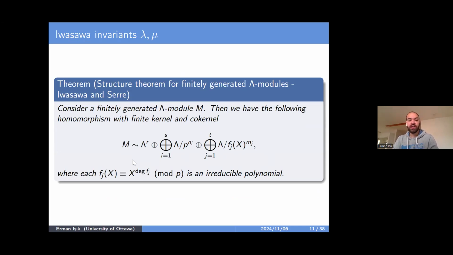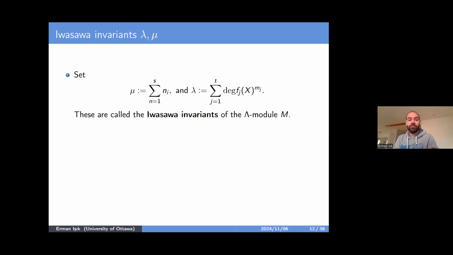As you can see, it has more or less the structure of a module over a PID. We are almost there, but not quite. But we can ignore this finite kernel and cokernel part, because this bit actually carries the most important information regarding the Iwasawa module. So this is the idea. By combining these two, this bit gives us the information over A infinity, and using the control theorem, we can carry this information to the finite layer and obtain the growth formula.